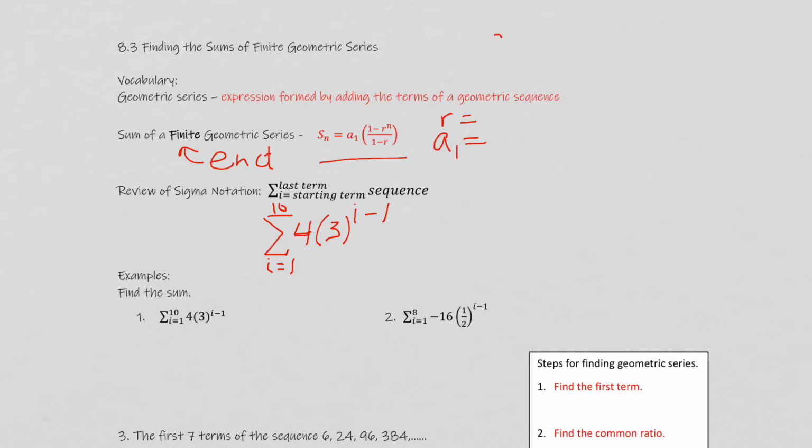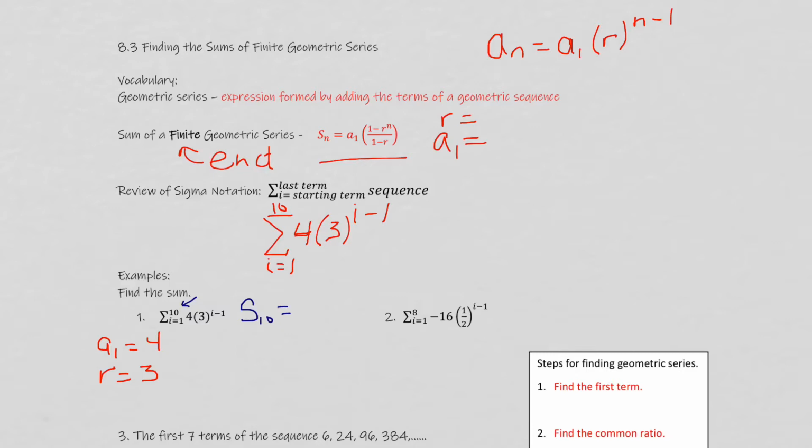Remember when we did geometric sequences, my geometric sequence would be A sub 1 times my r to the n minus 1. So if you're given a sequence, you're automatically given the first term and your ratio in there. So when I go back and look at this, A sub 1 is going to be 4, and my r is 3. Once I know those, I can plug those into my sigma notation. I'm going to find the sum of the first 10 terms because that's what this is telling me.